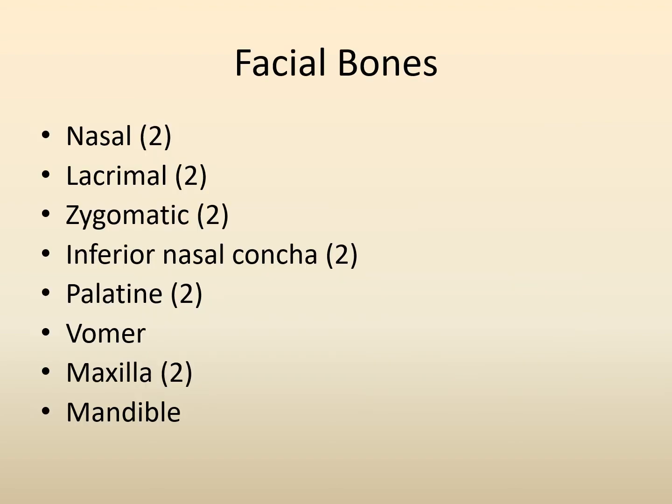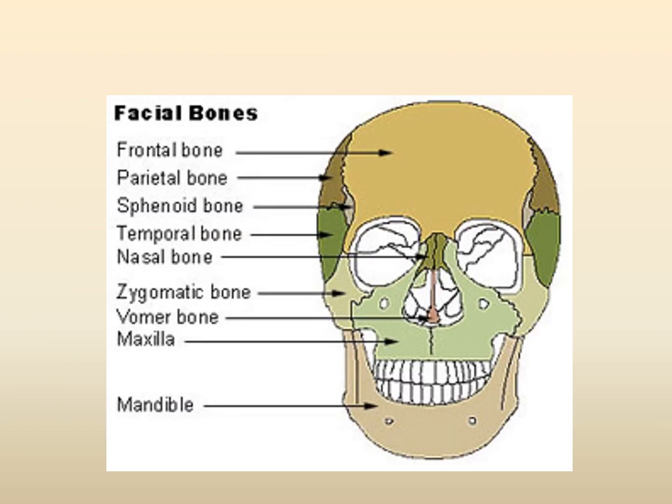For the facial bones, you'll notice that a lot of these, there's 2 of them as well. You have the nasal, the lacrimal, zygomatic, the inferior nasal concha, the palatine, the vomer, maxilla, and mandible. And this is showing the location of all of those various bones. As we said, it is helping to form the facial features as well as protecting the eyes.